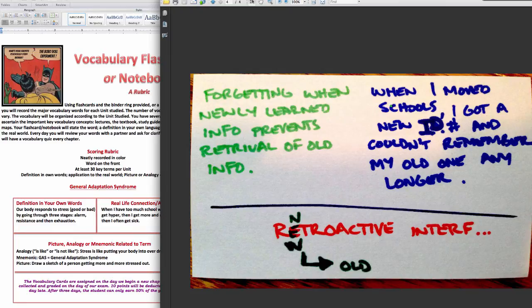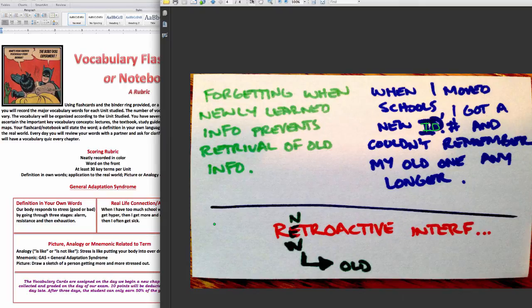Application: when I moved schools, I got a new ID number, and couldn't remember my old one any longer. You might get this if you have a new locker from one PE year to the next. You'll remember your locker the final year, and then the week after you get your new locker, you won't remember your old locker number anymore. That's retroactive interference.